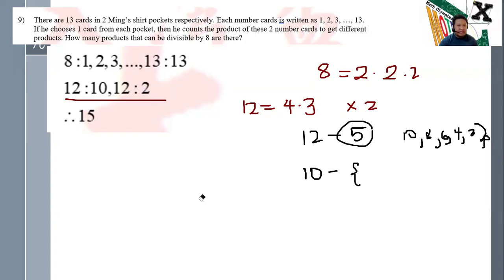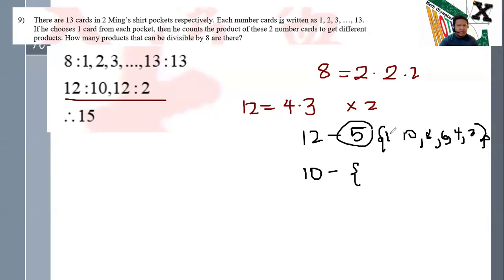Let me double check for that one. The problem states that 1 to 13 and two main shared pockets respectively. Each number is written from 1 to 13, and if he chooses one card from each pocket, of these cards to get different products. Oh, different products for that case. So we need to create different products. So basically, we want to create different products for this one.